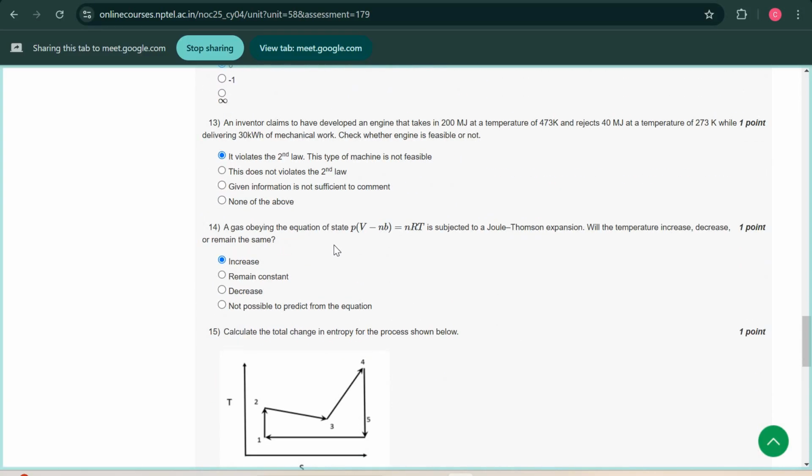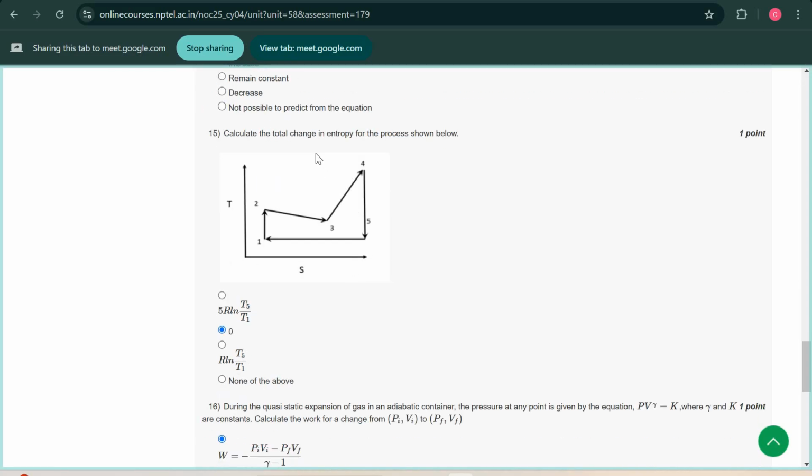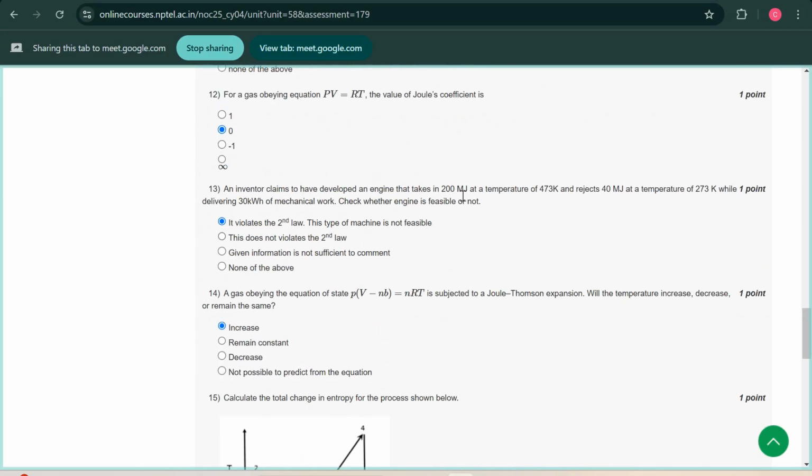Now, what else did you ask? You asked question 15. They're asking the total change in entropy for the process below, where it goes from 1 to 2. Entropy is a state function, so it's not dependent on path. Also, for a cyclical process, the change in entropy is going to be 0, right? Yes, coming back to the same point.